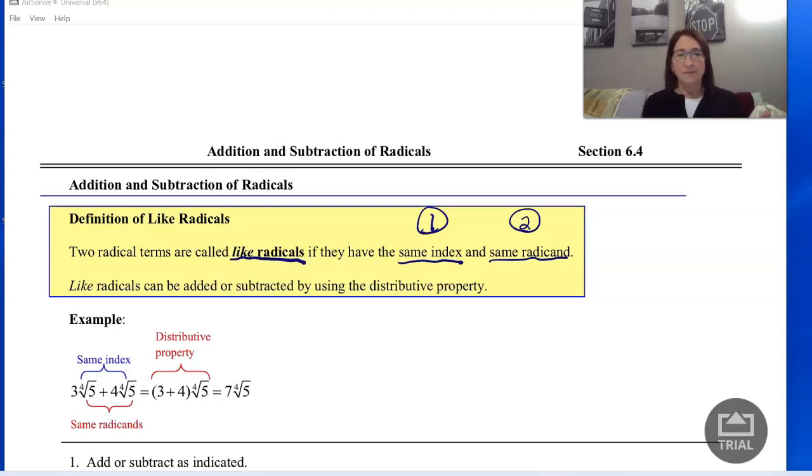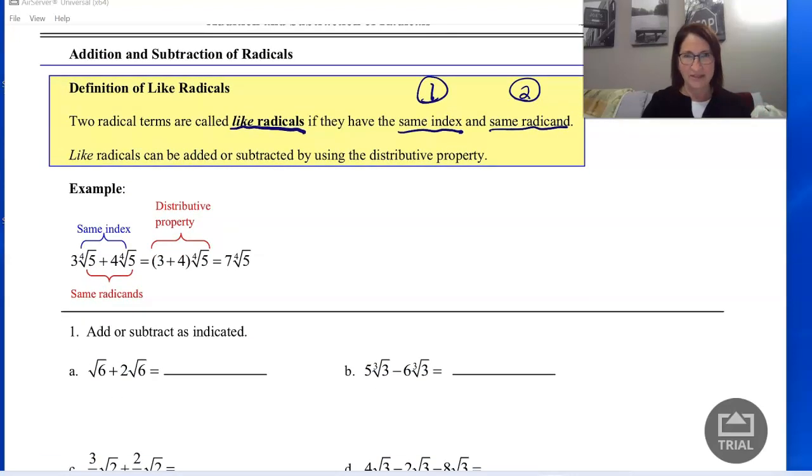So if we have, by way of example, an expression here, which I just highlighted in green, I'm looking to see if these are like radicals. Sure enough, they have the same index of 4, and they have the same radicand, which is 5. So I can simply add their coefficients, 3 plus 4, times that like radical, the 4th root of 5. And that's just going to give me 7 of those 4th root of 5s.